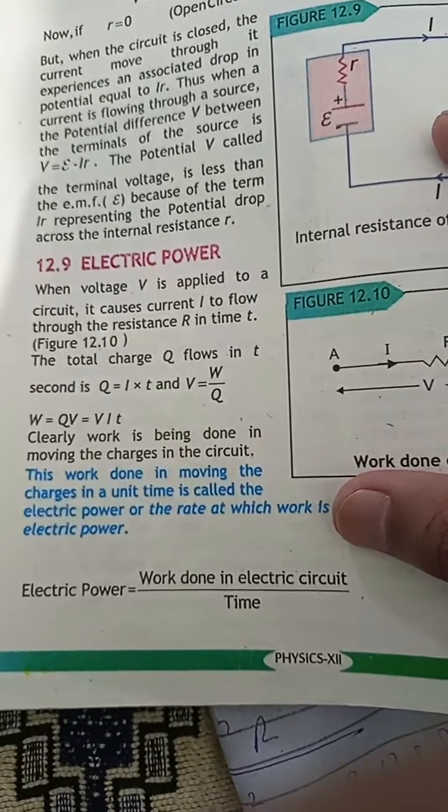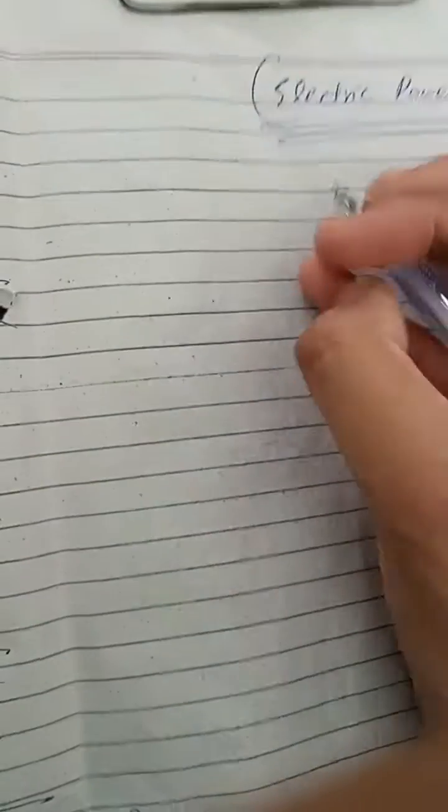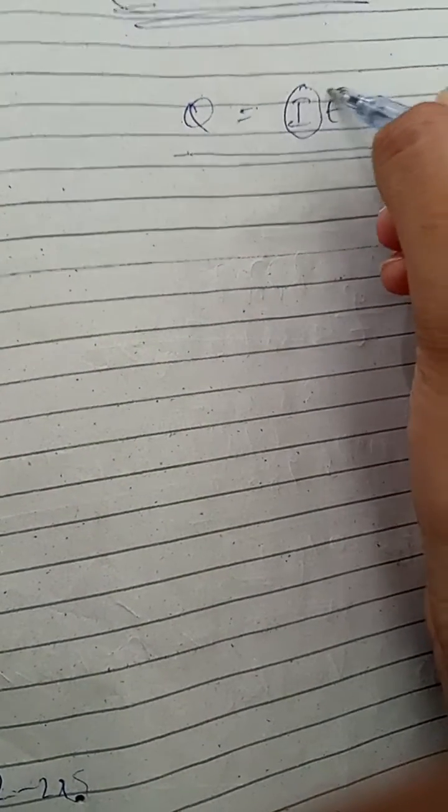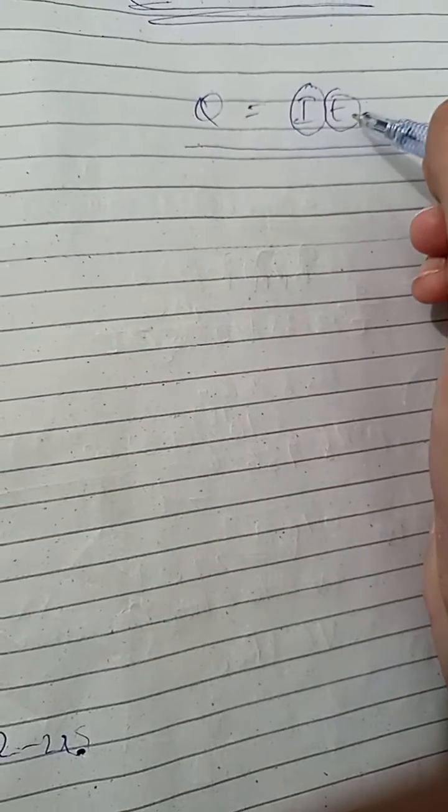Now we're going to derive the electric power. The charge is going to move, so the charge is going to be I t, because it is how much current goes through in the time in seconds. So Q is equal to I t.